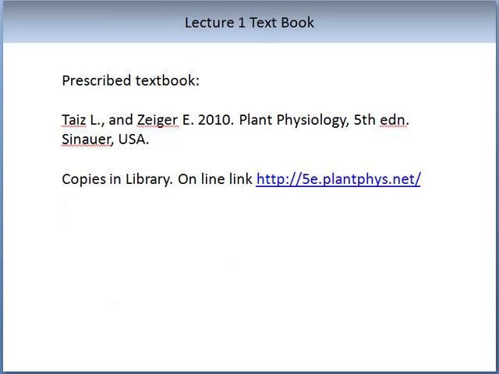The prescribed textbook for this subject is the Taiz and Zeiger 2010 Plant Physiology, 5th edition. We do not recommend that you go out and purchase this, as there are copies in the library that you may borrow. There are also online links to this textbook. Past students have told us that this textbook can be found in other languages, and so far we have heard that it can be found in Chinese and German.